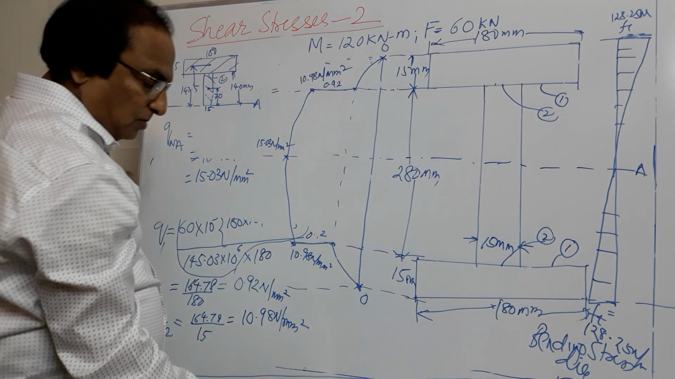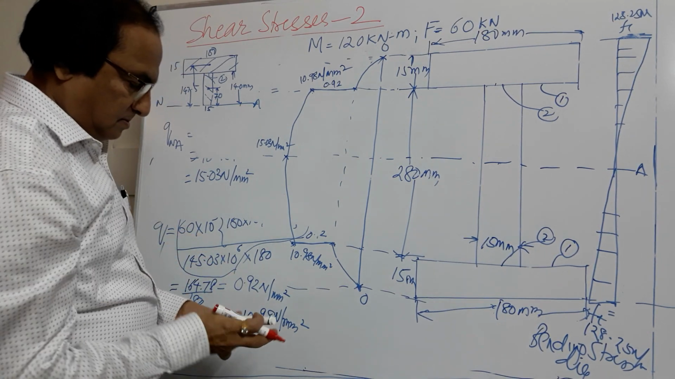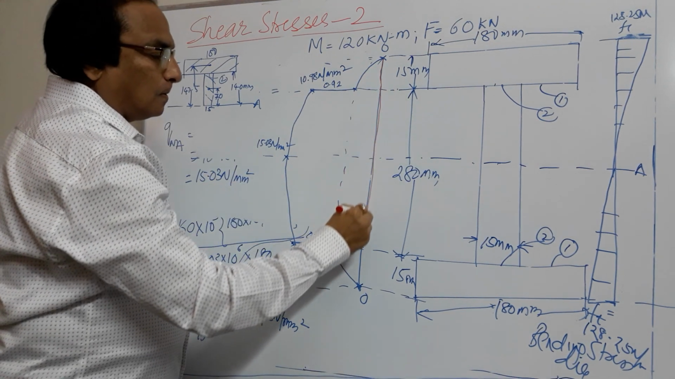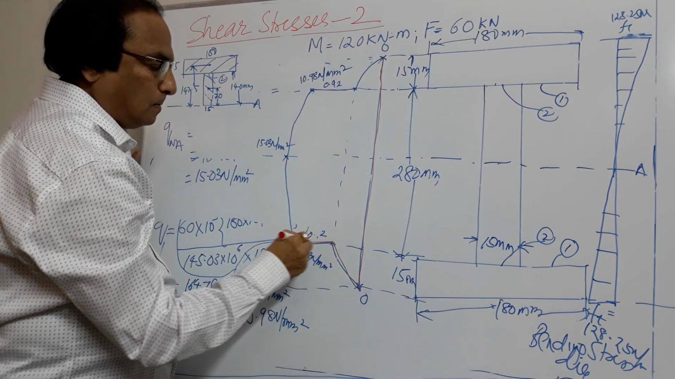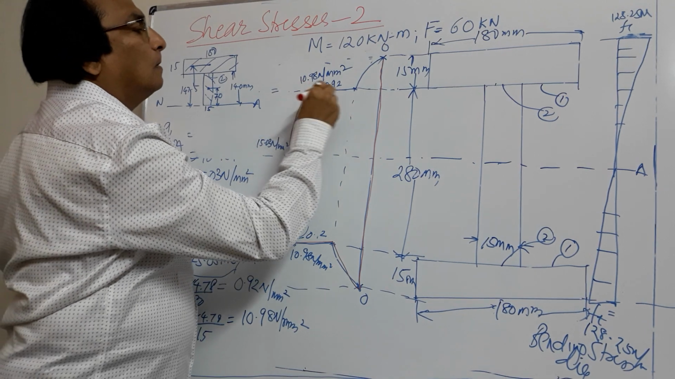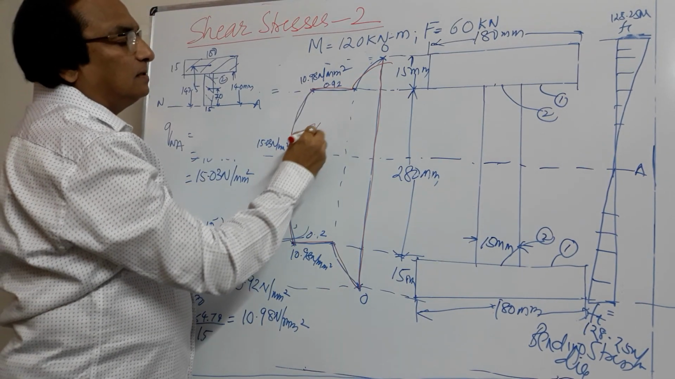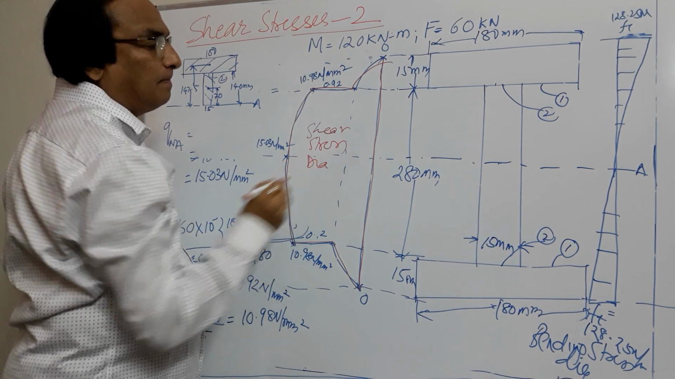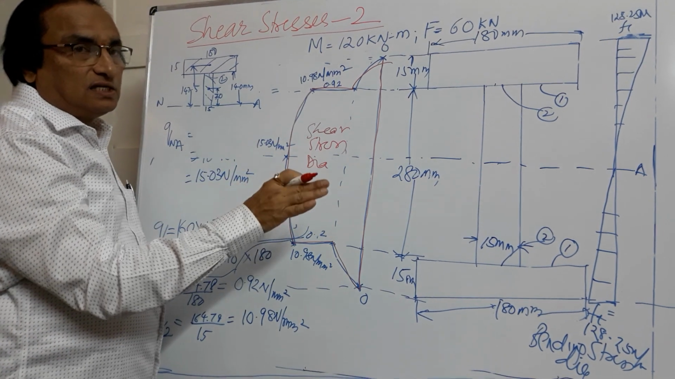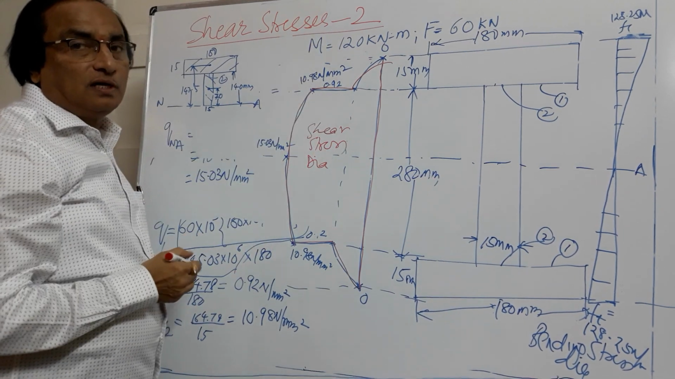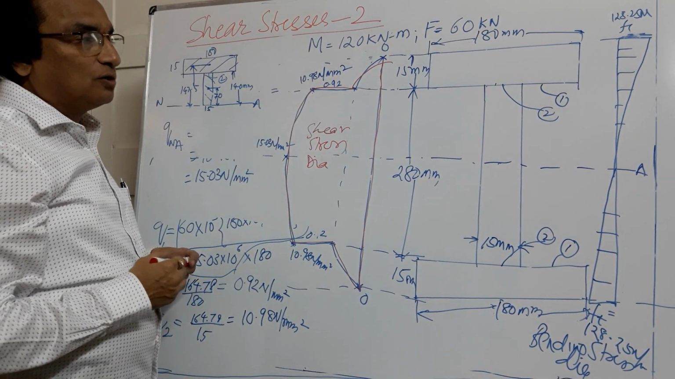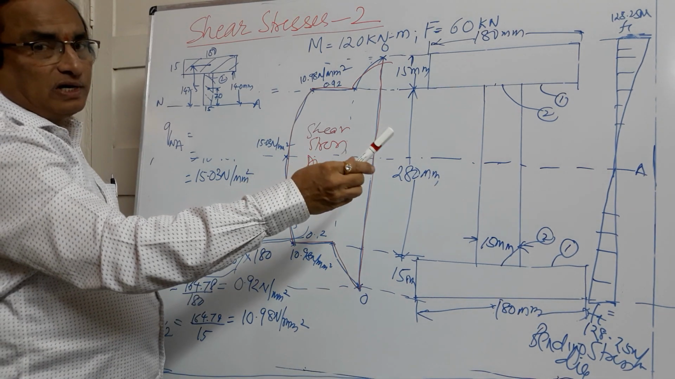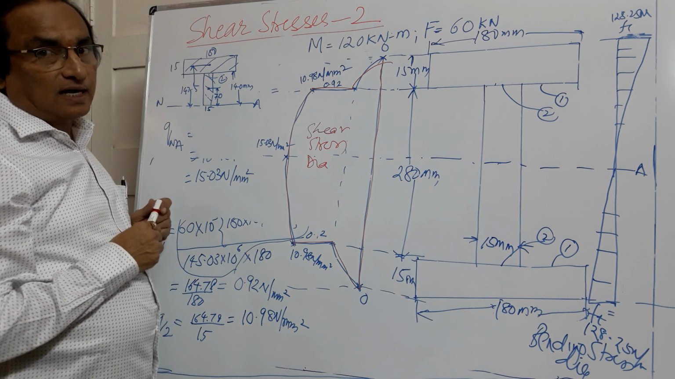Now this diagram that you are seeing is known as the shear stress diagram. Since the I section is symmetrical about the neutral axis, this is how you will find the shear stress and bending stress diagrams. That is the bending stress, the simple one, and this is the shear stress diagram.